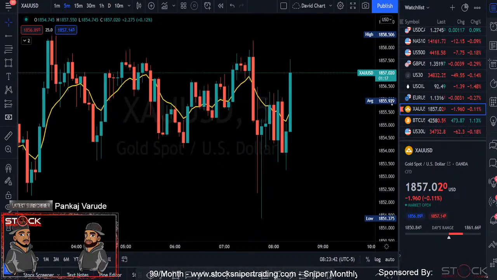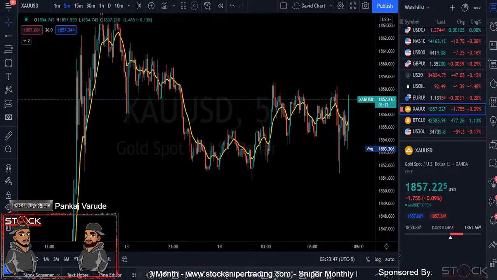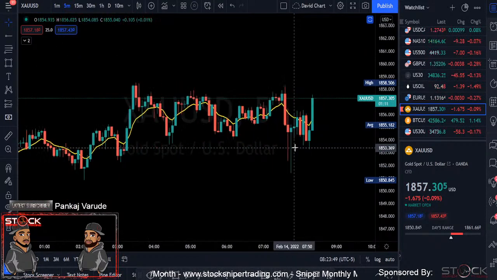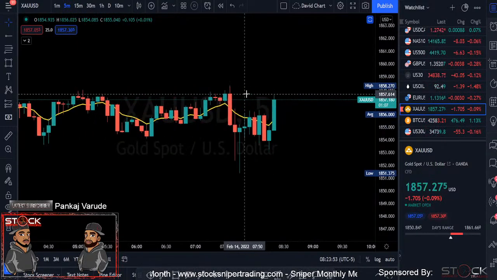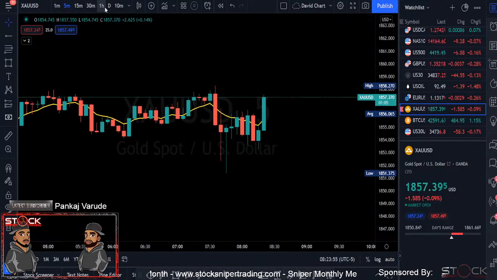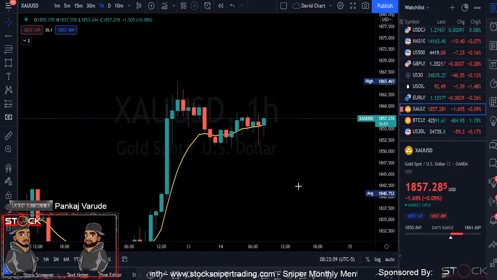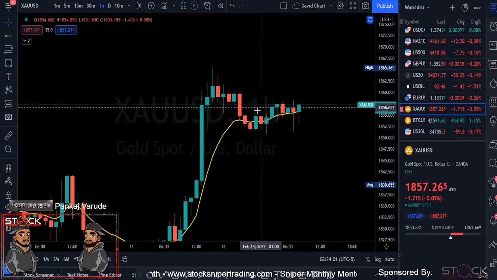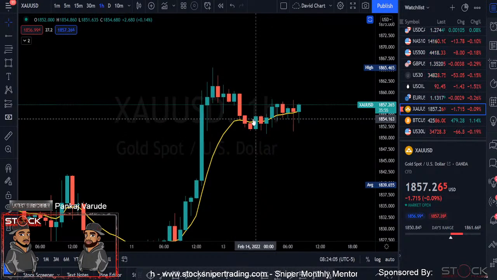Okay, look at these long wicks on gold, guys. We have pure consolidation. I was waiting till about 8:30. We can see it's 8:23 right now. You can see that gold is starting to rise here. Okay. Go from the hourly. You can see that we're holding above that 9 moving average, not letting it drop.